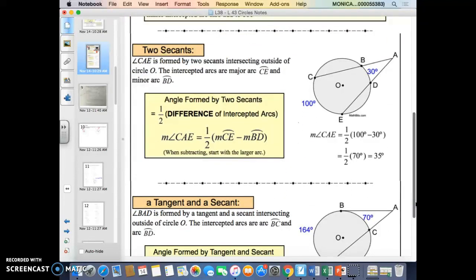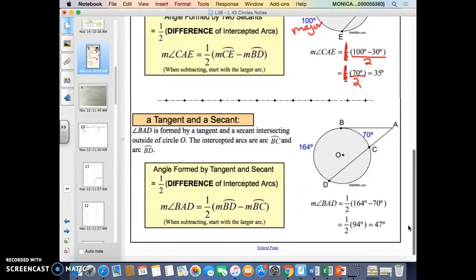Another one is here. Again, you'll notice the angle is on the outside. This is your major. This is your minor. So again, you're going to do 100 minus 30 and divide by 2. And instead of writing it like this, I like to put the divide by 2 here, but you can do it either way. Same situation. Start with the larger arc, subtract out the smaller arc.